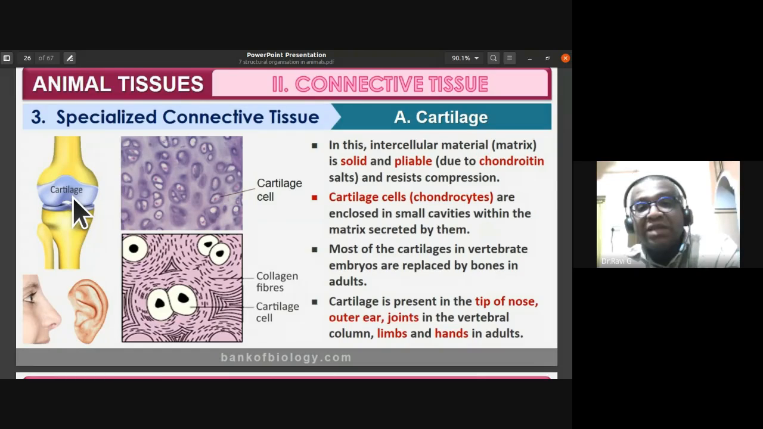Cartilage in the adults is present at the tip of the nose, pinna of the ear, joints in the vertebral column, limbs and hands. So this is what you have to remember.